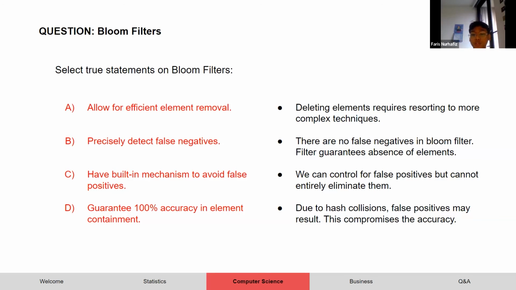For option D, due to hash collisions, we actually will observe false positives, and this compromises the accuracy. So that is why there is no 100% accuracy in element containment, because false positives are still there regardless, even though we can't see anything regarding false negatives. So there is no 100% accuracy in the Bloom filters. We have to resort to more complex techniques, more systematic systems, to find better accuracy in element containment.